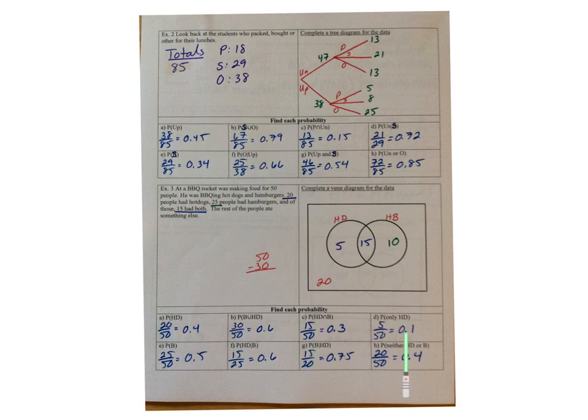Okay. And last one, neither hot dog or burger. So they didn't have either, so that's these 20 people outside of the circles.